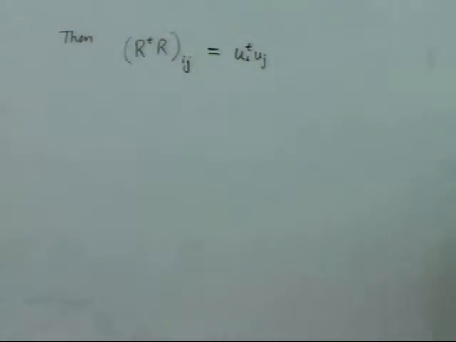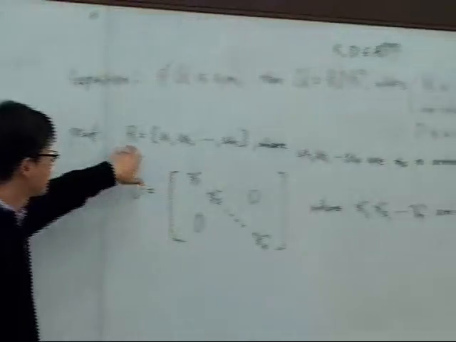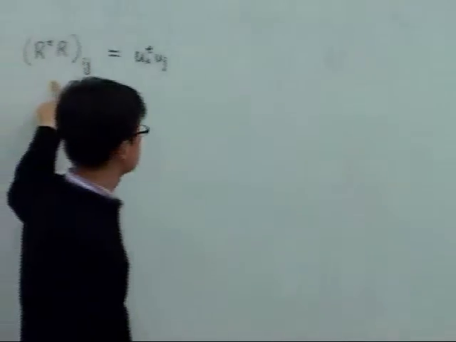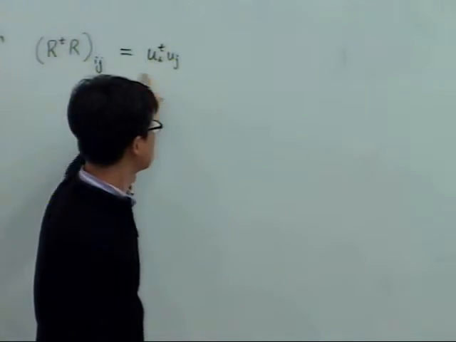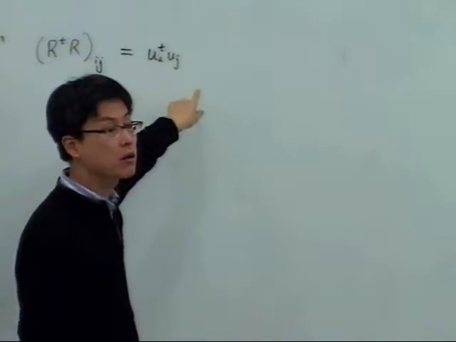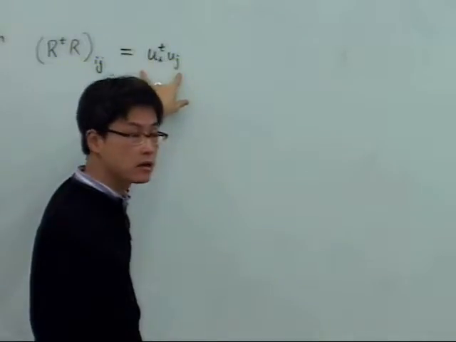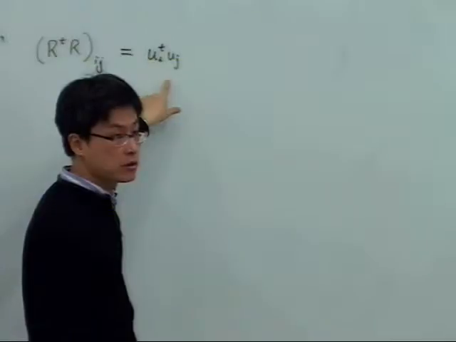We assume that this R consists of u1, u2, u3, ..., un. Even though each u is a column vector, we put this R right here. Okay? If you do R transpose R, this u_i and u_j are also column vectors. So this is not a scalar, it's an n by n matrix. However, this is true. Right?